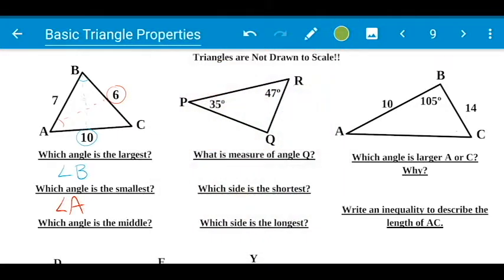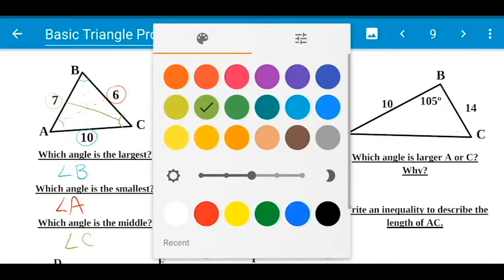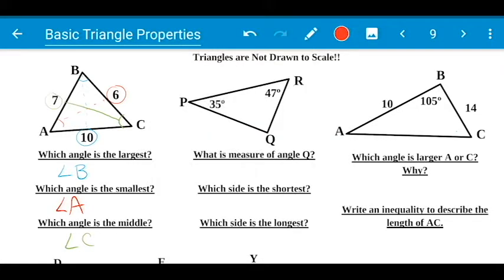And then lastly, we have in the middle a 7. 7 is across from angle C. So which one's in the middle? Angle C is going to be in the middle. All right, now we're going to look at our second triangle. So we have the triangle PQR.